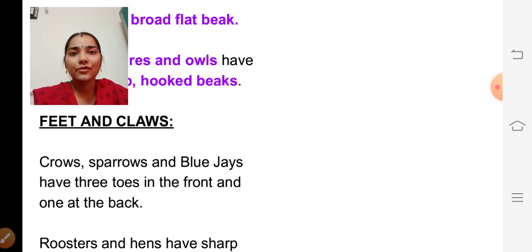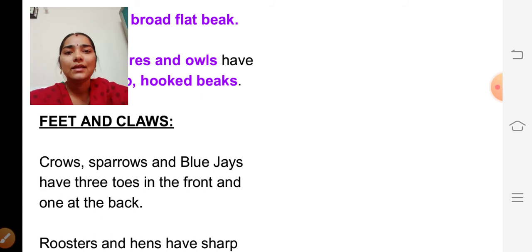Here also different kinds of birds have different kinds of feet and claws according to their usage. First see, crows, sparrows and blue jays have 3 toes in the front and 1 at the back. So these three birds have the same feet and claws. How? 3 toes in the front and 1 at the back.